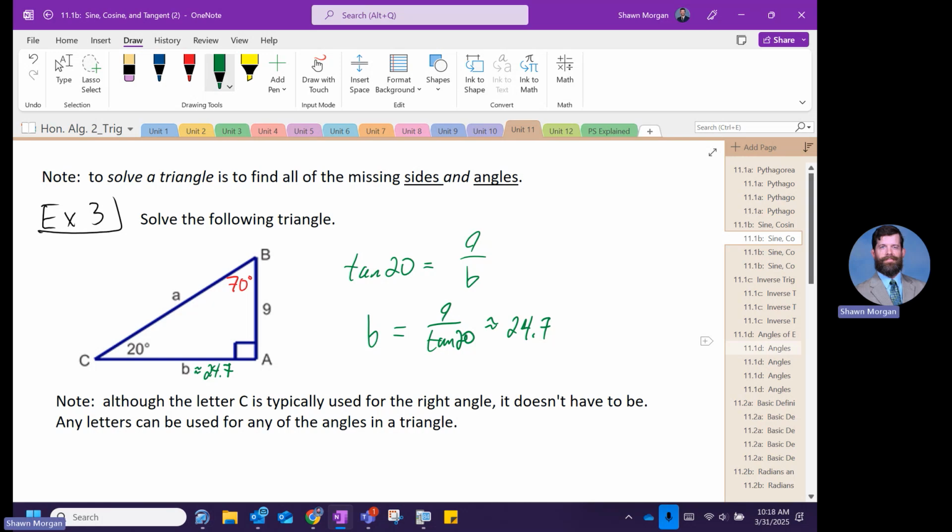Okay. And so here we go. I'm now trying to find little a. Blake, tell me which trig function you want to use to find little a.